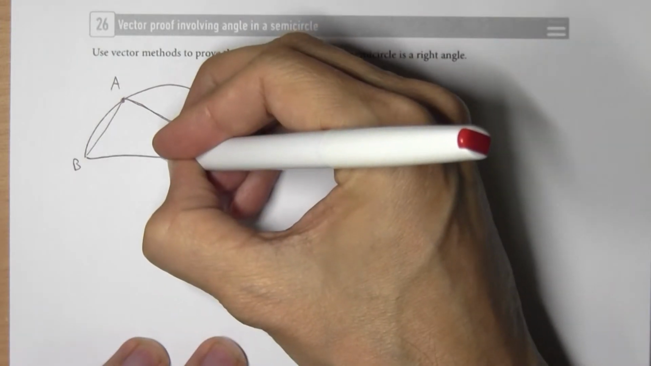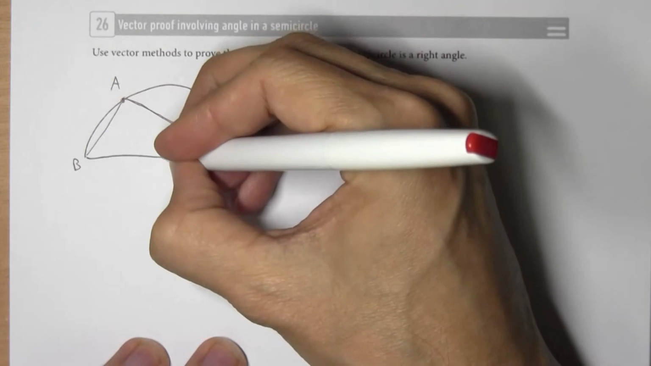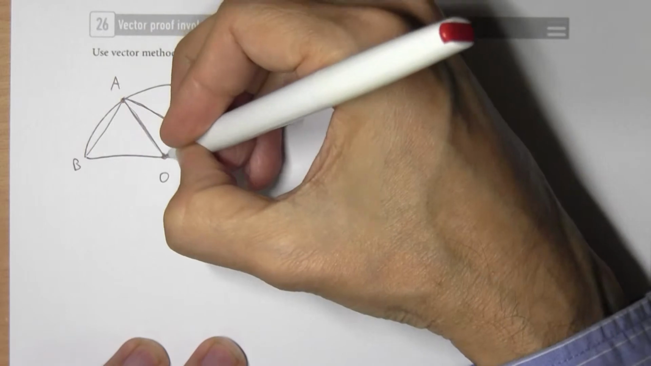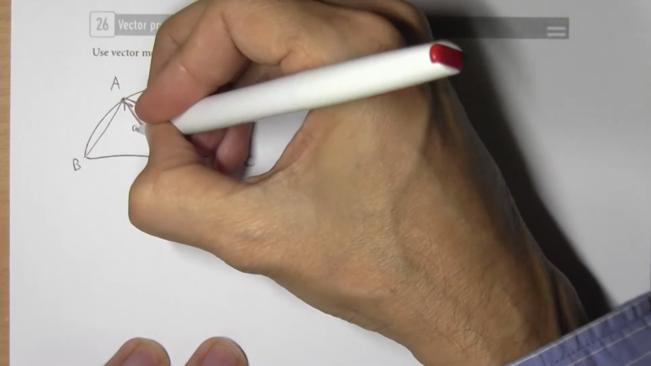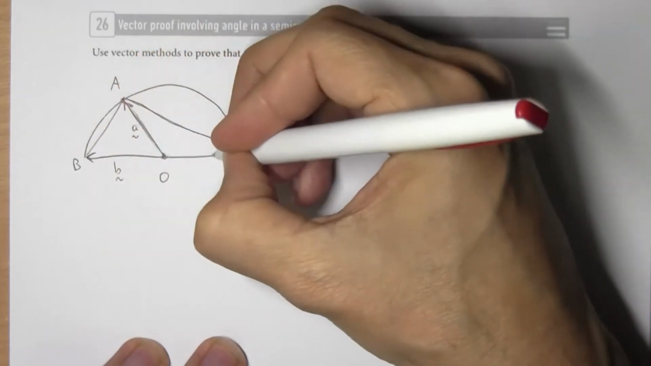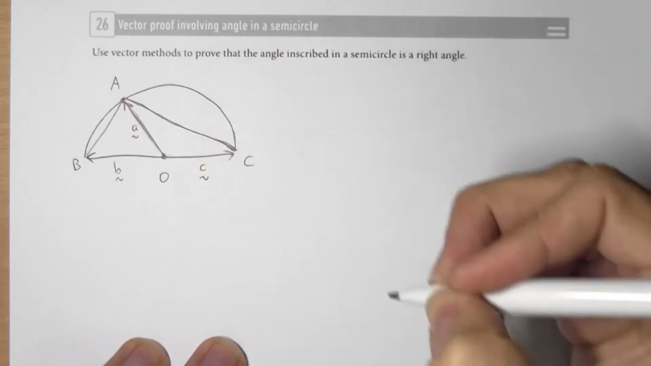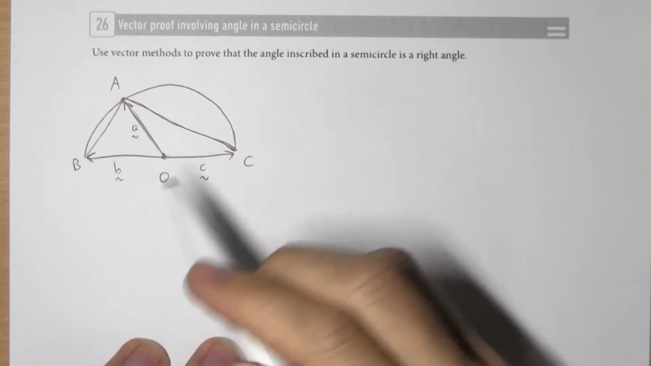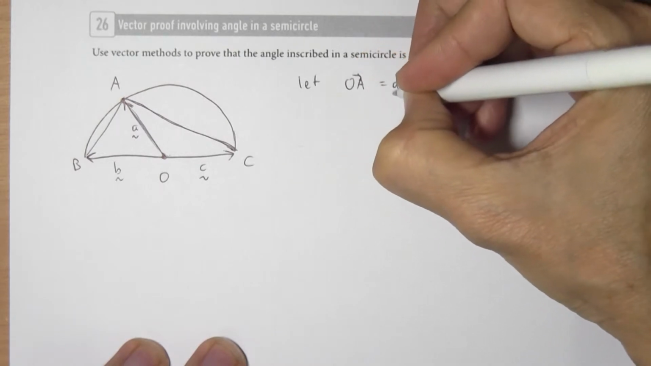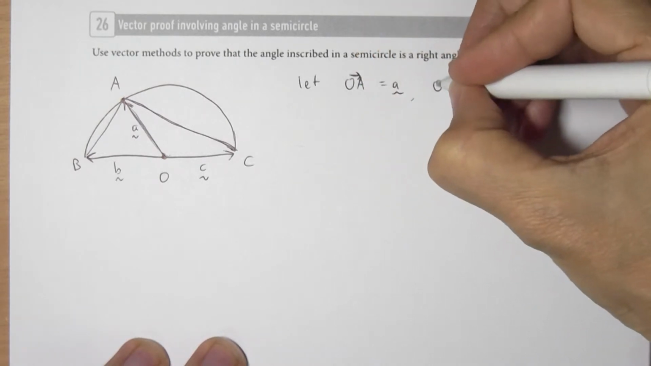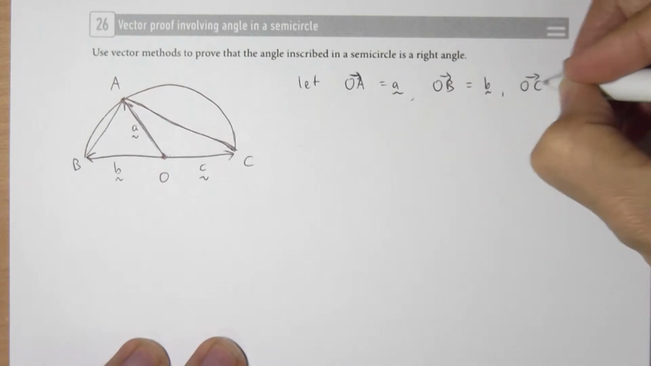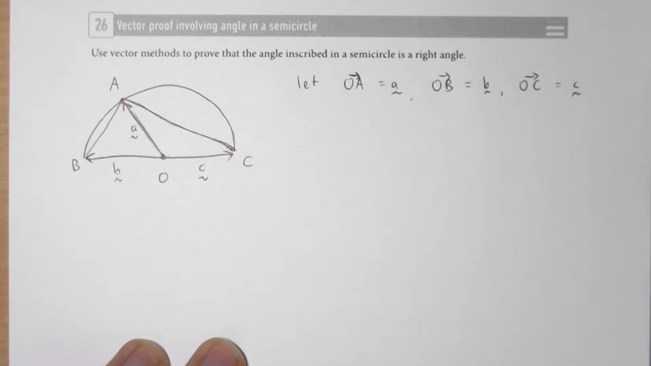Well, let me label the centre of my circle, actually a semicircle, as O for the origin. That's useful for later. OA, following my normal convention, is little a. OB is little b, and OC is little c. Because these might be ambiguous, it might help if we actually write it. Let OA be little a, OB be little b, and OC be little c. That's my standard convention.